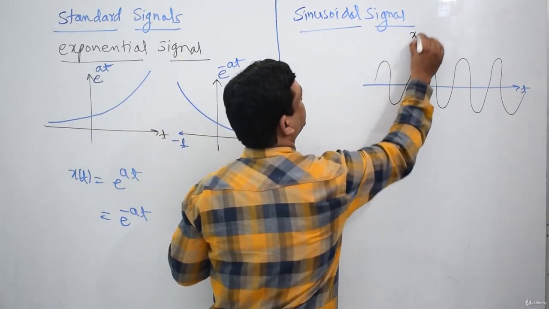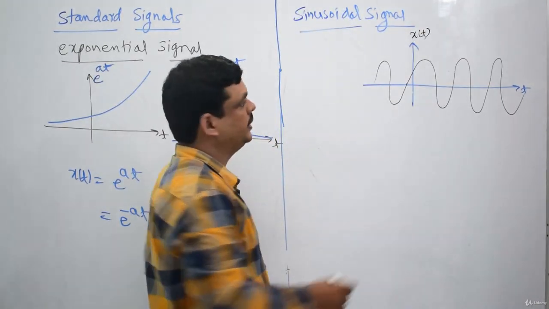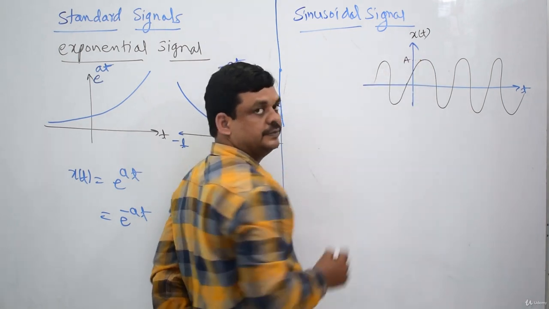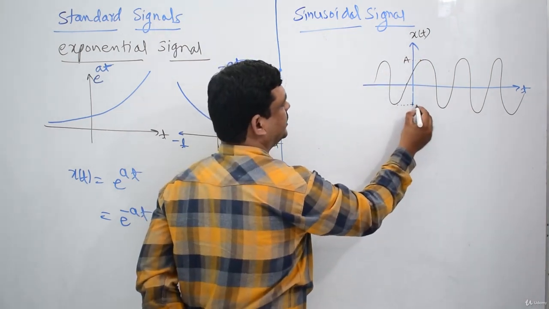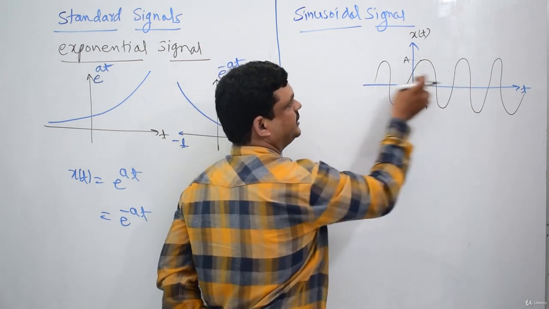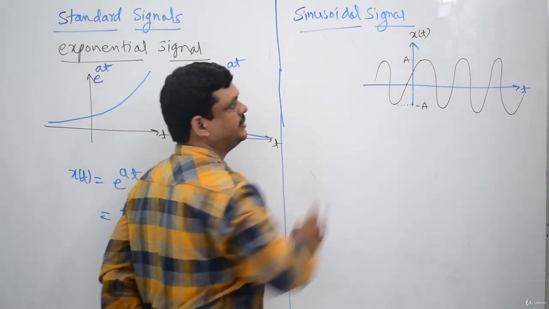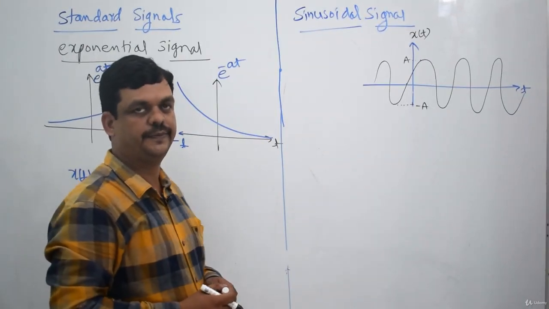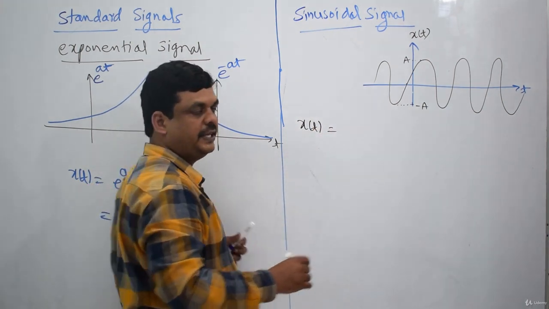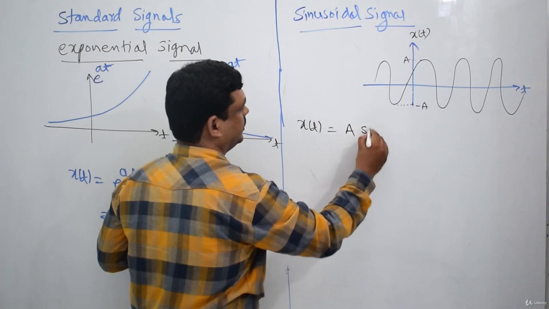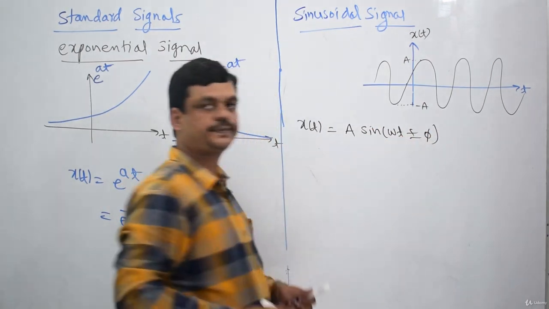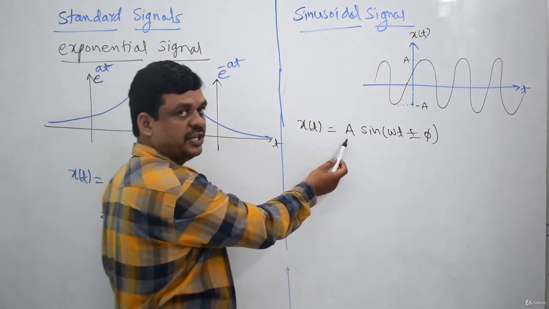Now the name of the function is x of t. This function has a maximum amplitude a, and on the negative side the maximum amplitude is minus a. So it sinusoidally increases and decreases between a and minus a. This is the graphical representation. Then the functional representation is x of t equals a sin omega t plus or minus phi. This gives the standard functional representation.